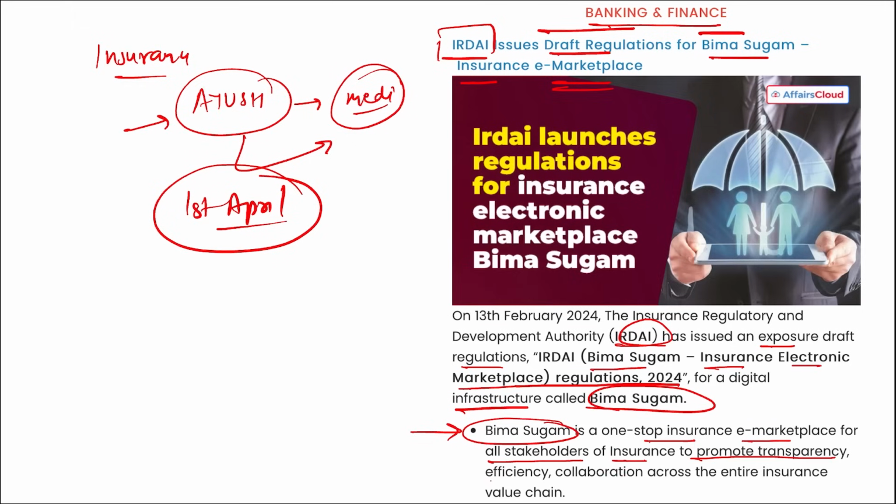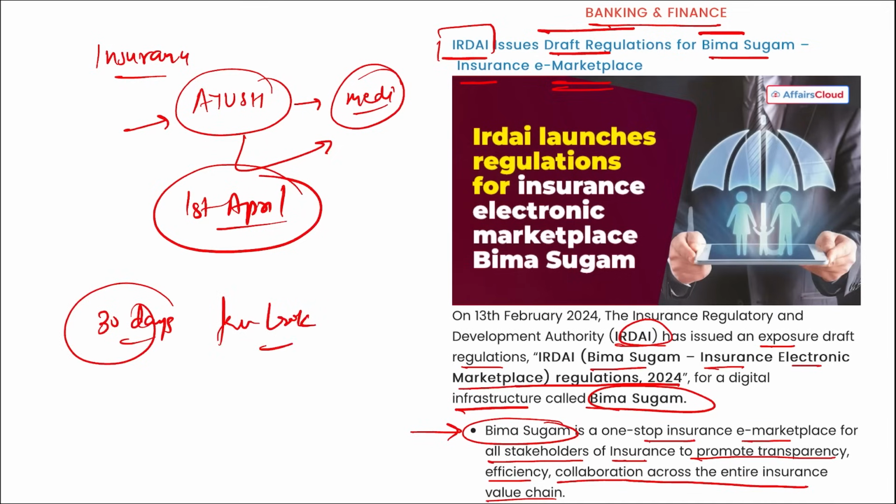Next, remember, IRDAI also proposes a 30-day free look period for policies from the date of receipt. Here IRDAI proposed to extend the free look period of insurance policies from 15 days to 30 days to ensure the protection of policyholders' interest. If we talk about IRDAI, who is the chairperson? Debashish Panda. Where is the headquarters of IRDAI? Hyderabad, Telangana.